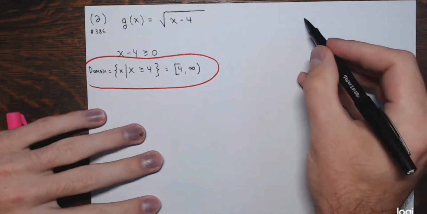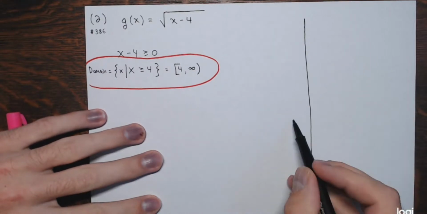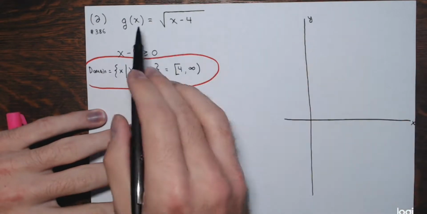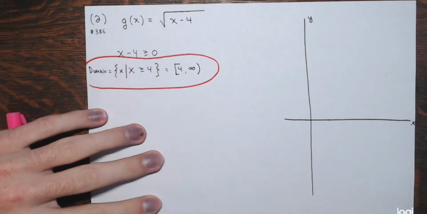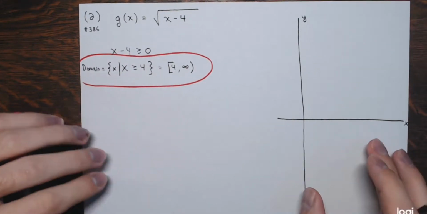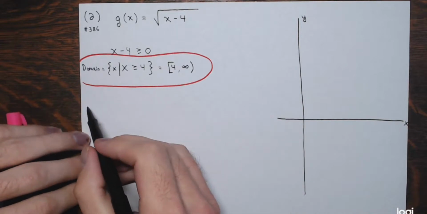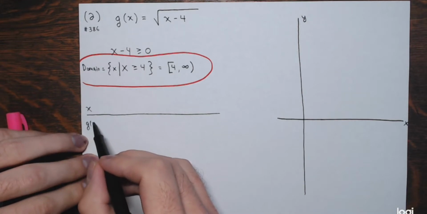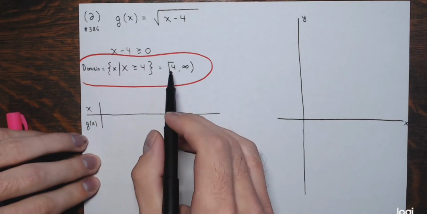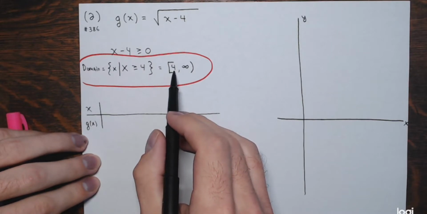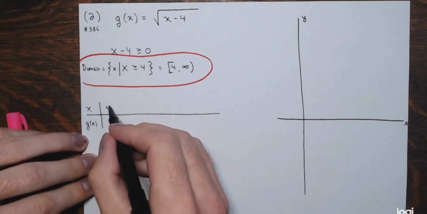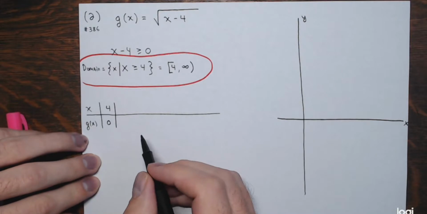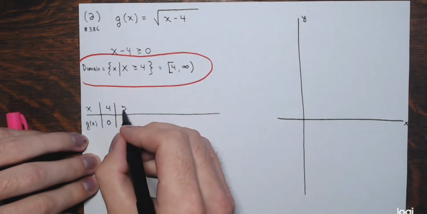Now I'll make a graph. Again, I'm just going to do a simple hand drawing here. X-axis, y-axis. You could also call the outputs g of x instead of y. Same thing. And I'm going to make a table, just like before, with inputs and outputs, x and g of x. But I have to start it at 4, because I can't plug in anything less than 4. If I plug in 4, that's going to give me the square root of 0. If I plug in 5, that'll give me the square root of 1, which is 1.